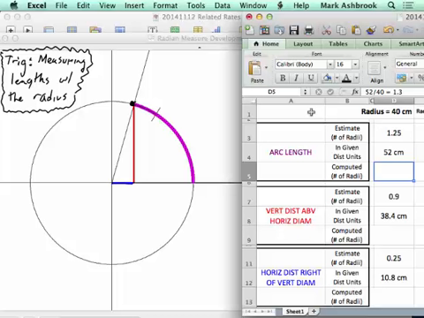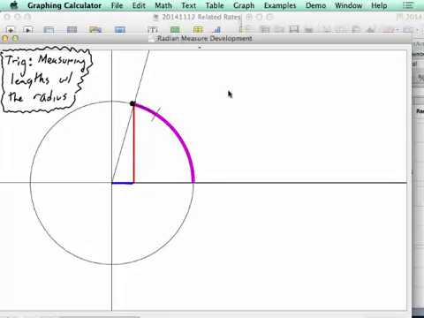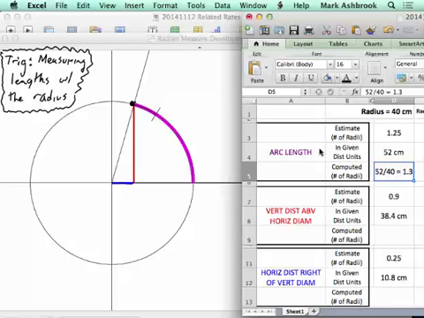Okay, so how about the arc length? The exact length of that arc measured in the radius. 1.3. People are saying 1.3. And how did you get that? 52 divided by 40. And what does a quotient mean? What did we say that meant? Relative size. So when everything's relative to the length of the radius, if you want the length of that arc relative to the radius, you use a quotient. 52 40ths, or 1.3 radius lengths.